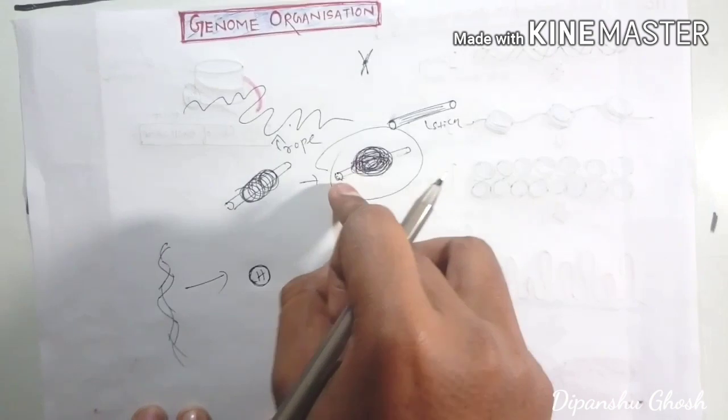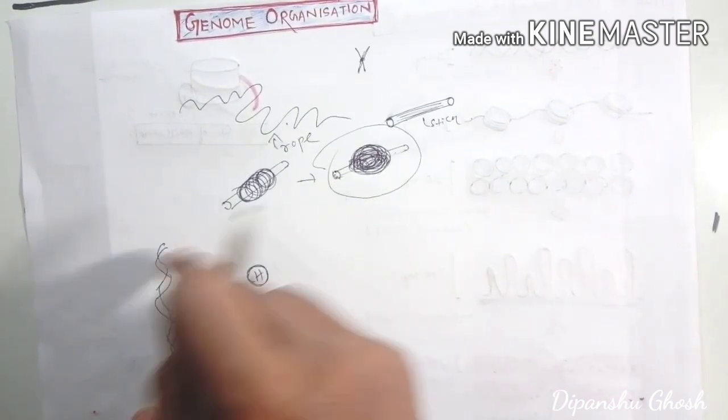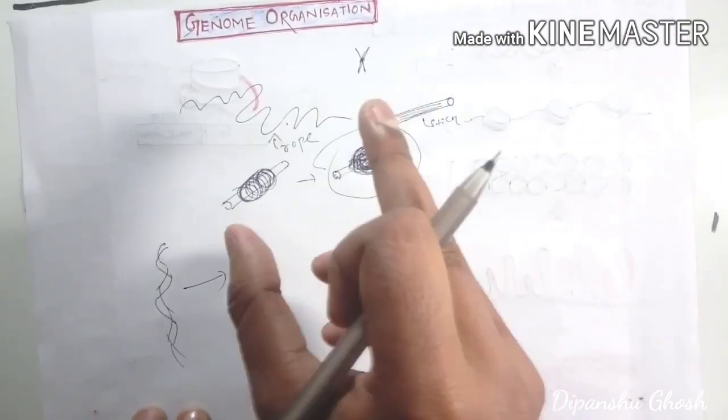So what is the function of these histone proteins? They serve like the stick. They provide areas so that DNA can be wound around, so that some bundles will be formed.